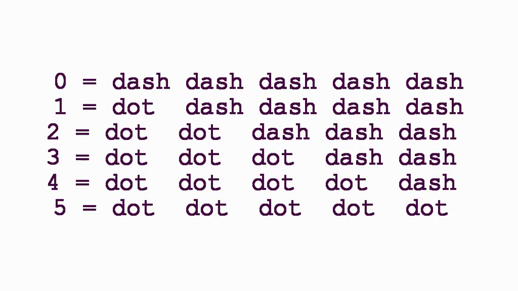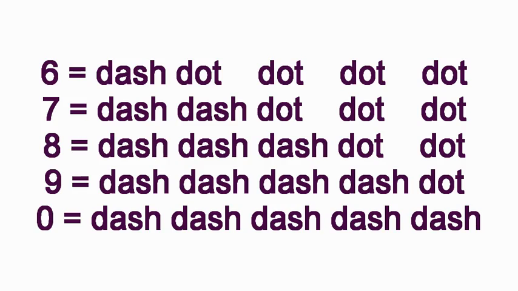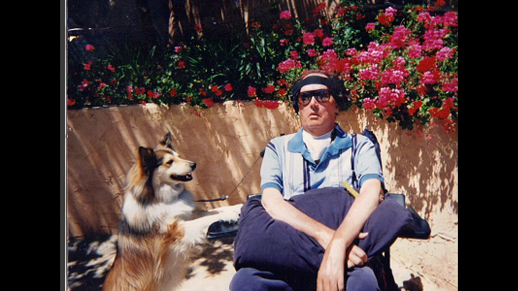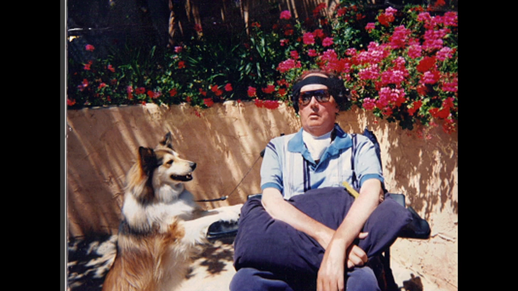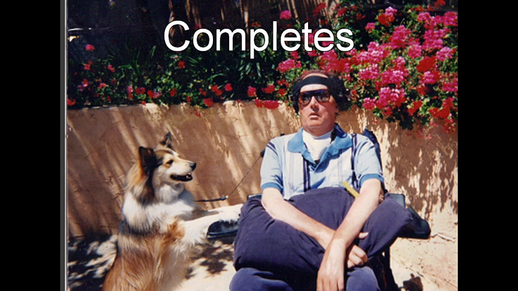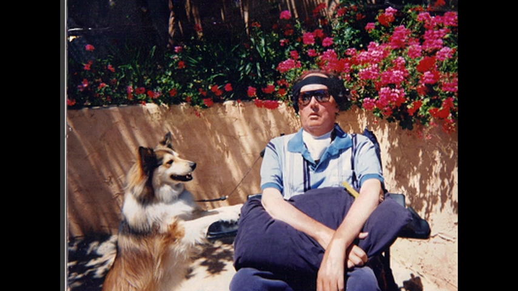Look at these charts. You can see how the dots and dashes progress. Before computers, the practice was to use pauses to end a paragraph or story. That completes the basic Morse code.